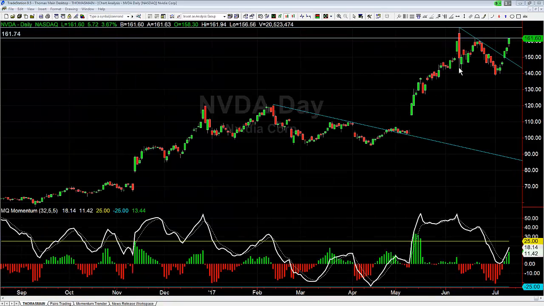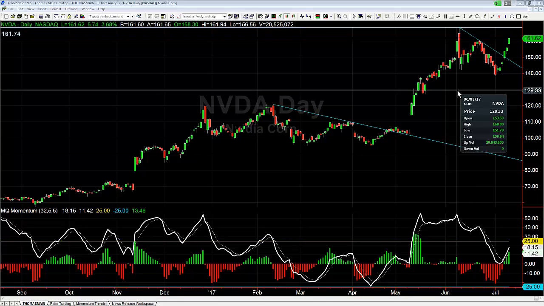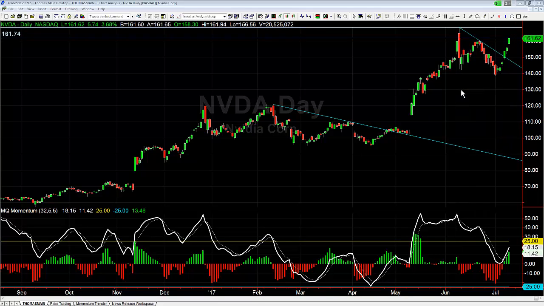Now, that being said, dailies are still looking good. We're flirting with that 162 resistance. Once we're through there, we're looking at 168.5 or 169. And then once you're through there, you're at highs, and the trend should continue to climb.